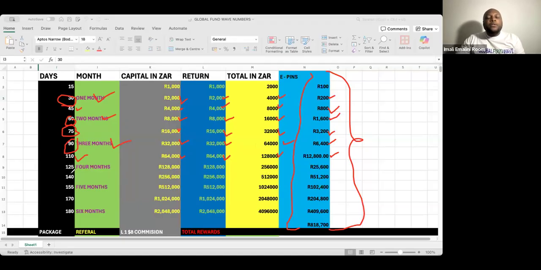Now, 125 days, 4 months. That is 128,000 times 2. It's 256,000 altogether. Now, look at this. You have used 25,600 worth of e-pins. Now, day 140, you are taking back that 256,000.